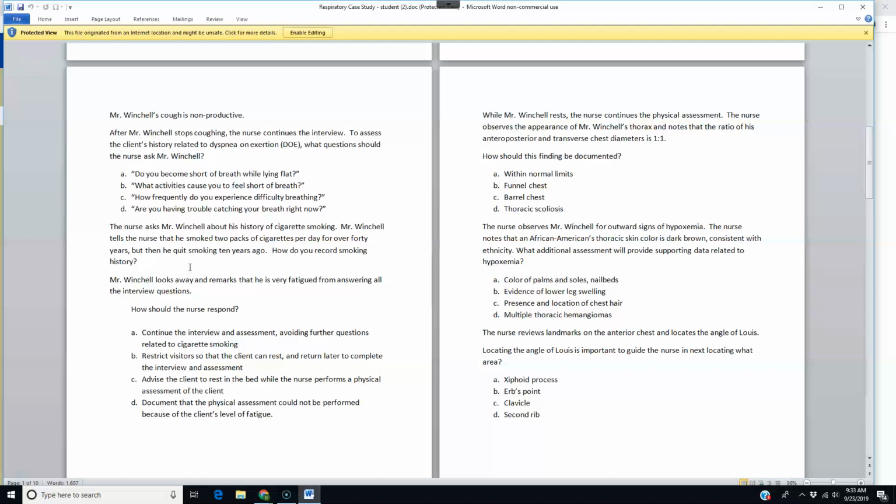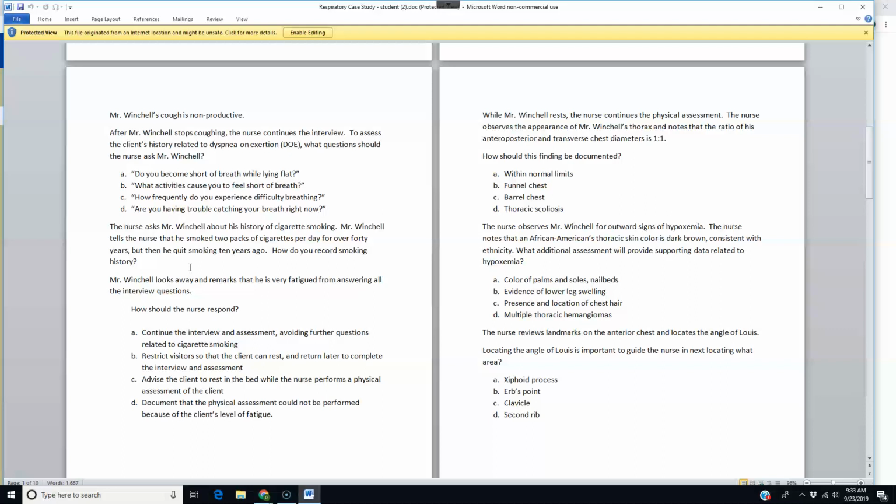You're looking at, listening to maybe breath sounds. You're assessing his cardiac status and things like that. So you wouldn't continue the interview and assessment. You wouldn't restrict visitors, but you would just advise the patient to rest in bed, just lay there. I'll do the rest of the assessment, and we'll talk later on, okay? So that's the answer, C, all right?